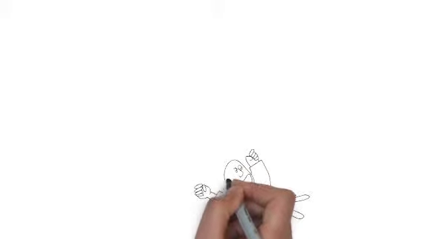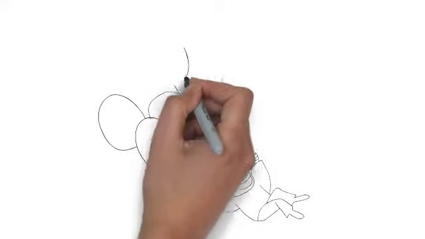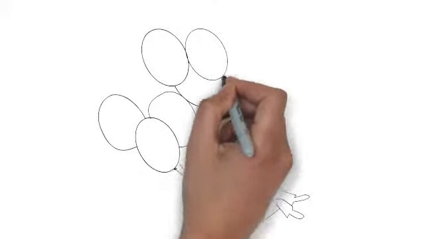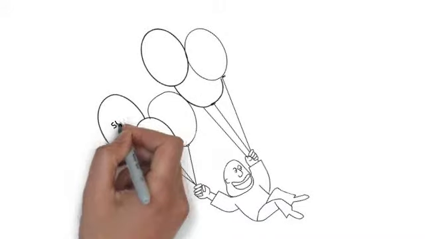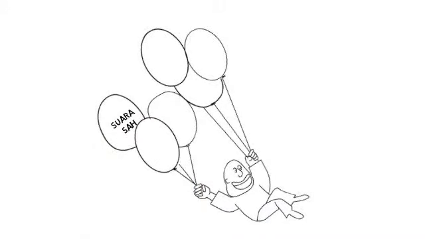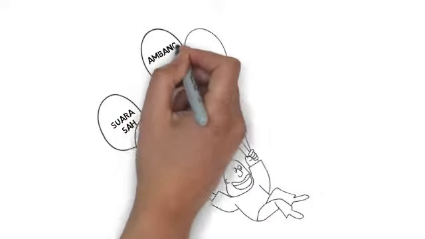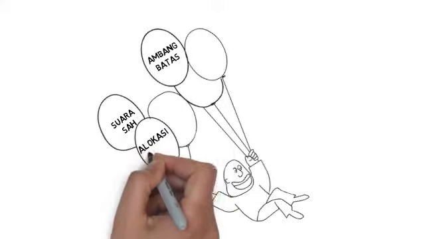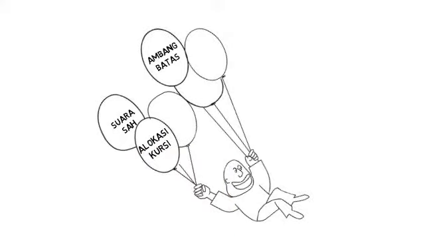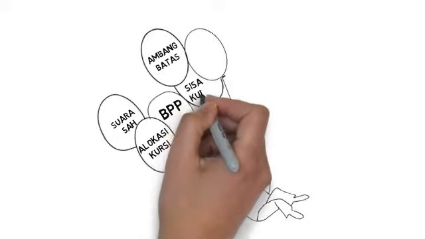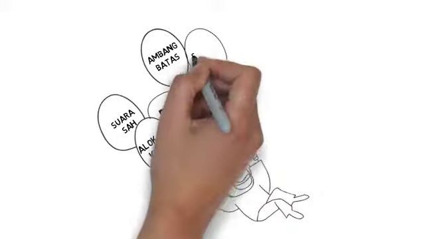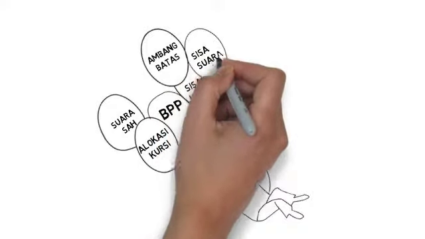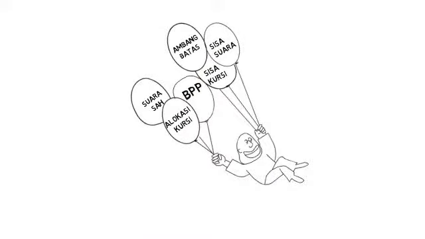To determine DPR seat allocation, there are 6 things that we need to identify. First, the total number of valid votes. Second, the parliamentary threshold. Third, the number of seats available in the electoral district. Fourth, the voter divisor number or BPP. Fifth, the number of remaining seats available after the first stage allocation. And sixth, finally, the number of vote remainders.